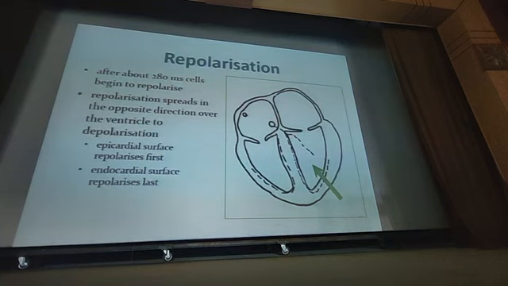Repolarization: after depolarization happens, after about 280 milliseconds cells begin to repolarize. Repolarization spreads in the opposite direction of depolarization. The endocardium is depolarized before the epicardium, while in repolarization, the epicardium repolarizes before the endocardium. The directions of repolarization are opposite.